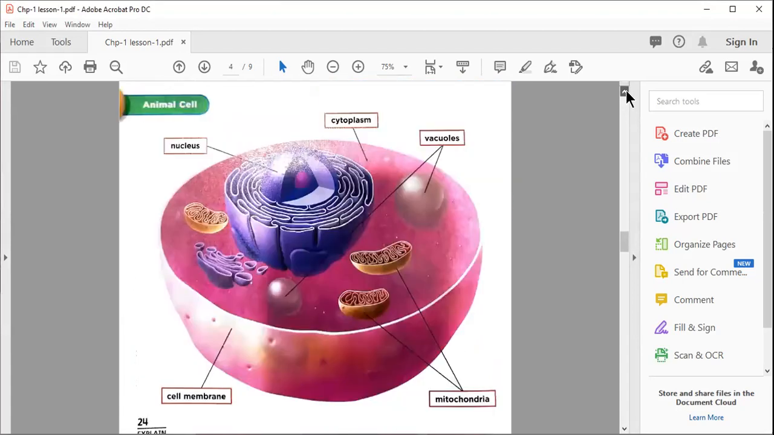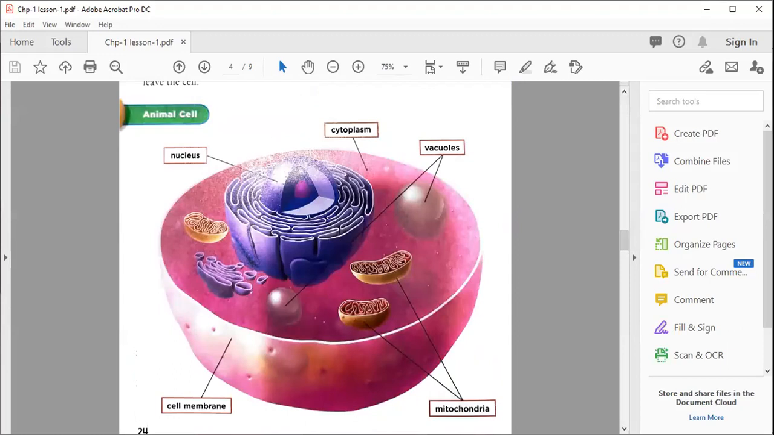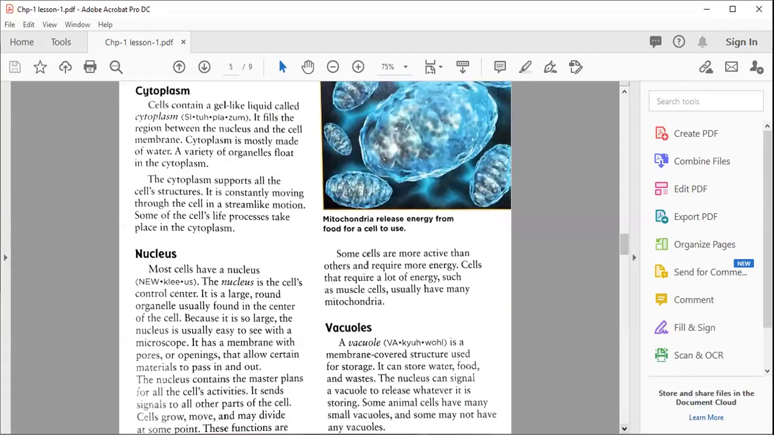Now, after reading about the cell membrane, here we have another organelle. Its name is cytoplasm. What is cytoplasm? The cell contains a gel-like liquid called cytoplasm. It fills the region between the nucleus and the cell membrane. Cytoplasm is mostly made of water. A variety of organelles float in the cytoplasm.